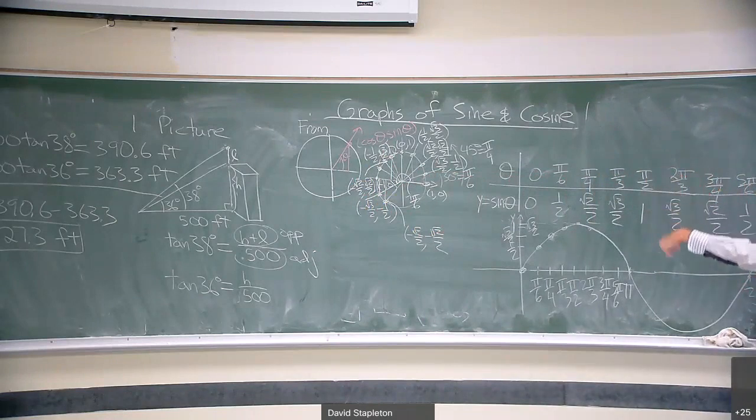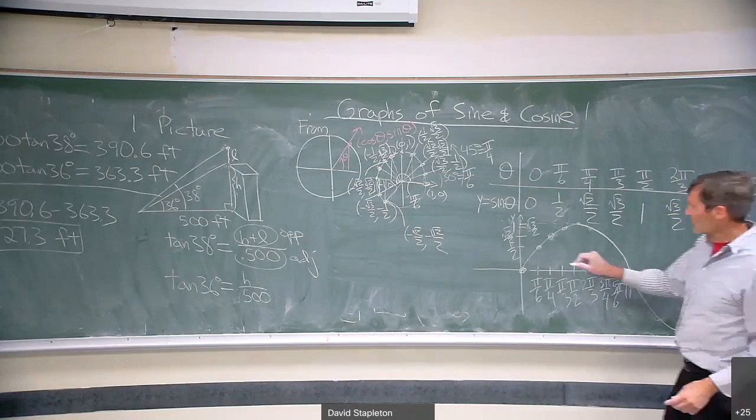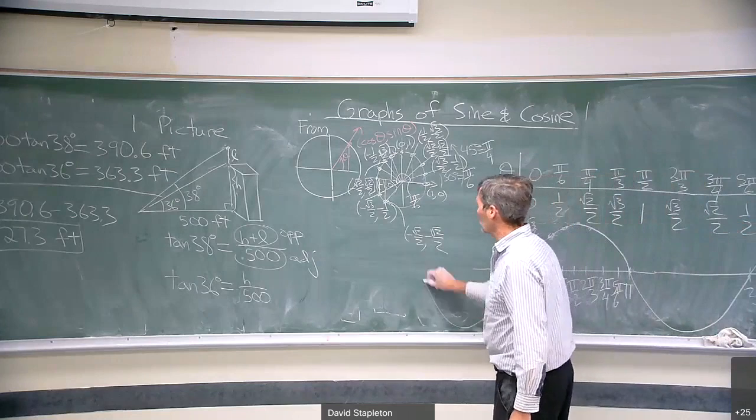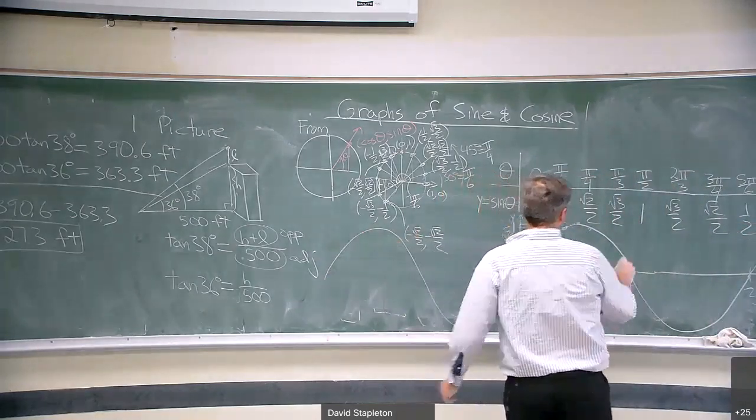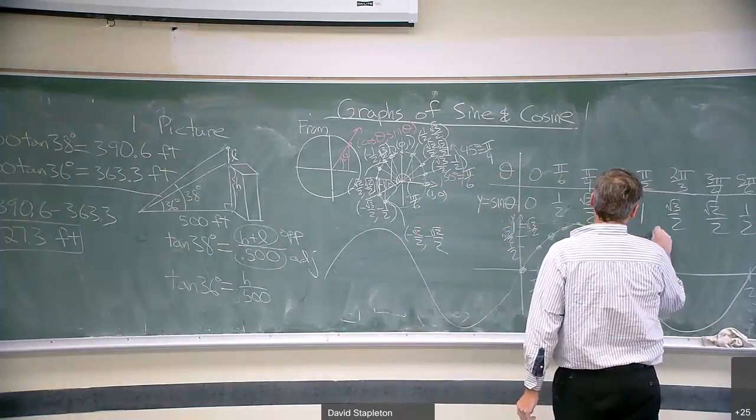And when it gets down to the second rotation, that's at 4 pi. Right? And so it keeps going like that. And it repeats over and over. You can do negative angles, so it goes this way. And what you get is what's called a sine wave. This is the graph of y equals sine theta.